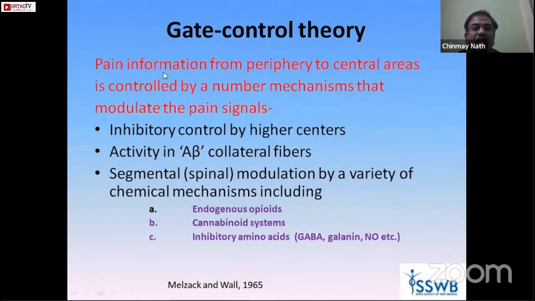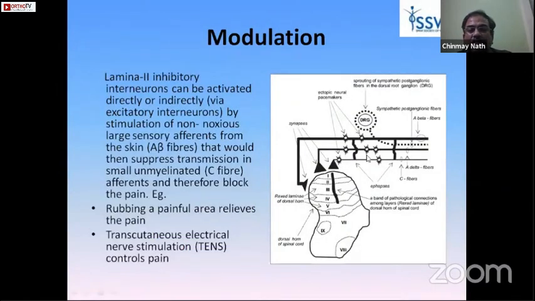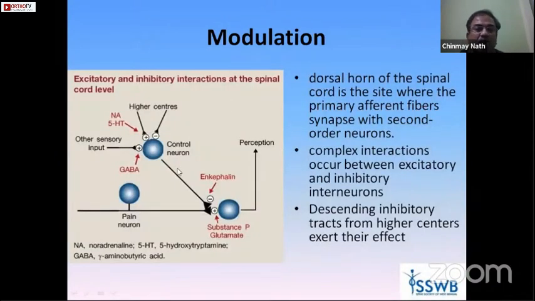And there is the gate control theory, which involves inhibitory control by higher centers, activity of A beta fibers, and segmental modulation by certain chemicals like endogenous opioids, cannabinoid system, and inhibitory amino acids. These are the gate control mechanism: C fiber, A delta fiber, and A beta fiber, which cause the gateway mechanism. And here there is a modulation. There are certain neural stimulations, such as chemical stimulation like GABA, 5-HT, etc. Enkephalin acts on this side.